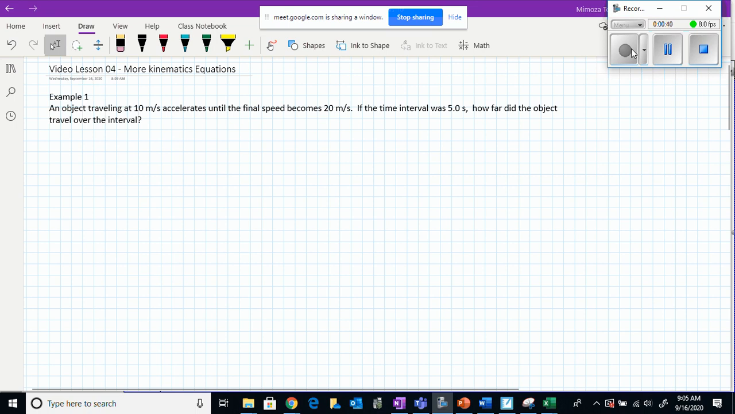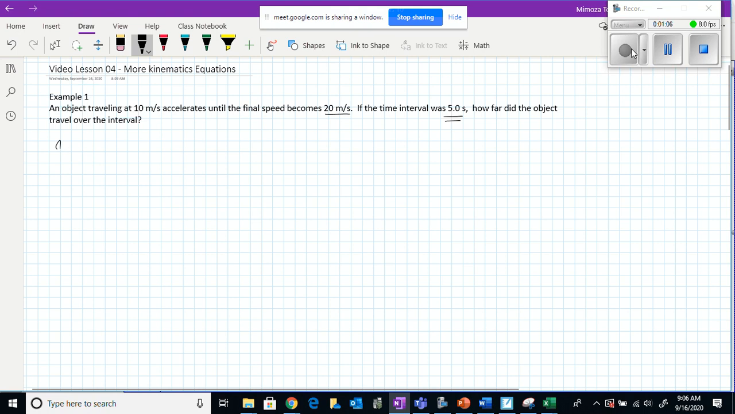An object traveling at 10 meters per second accelerates until the final speed becomes 20 meters per second. If the time interval is 5 seconds, how far did the object travel over this interval? So as we said yesterday, we will start with stating what is given and what they are asking for.